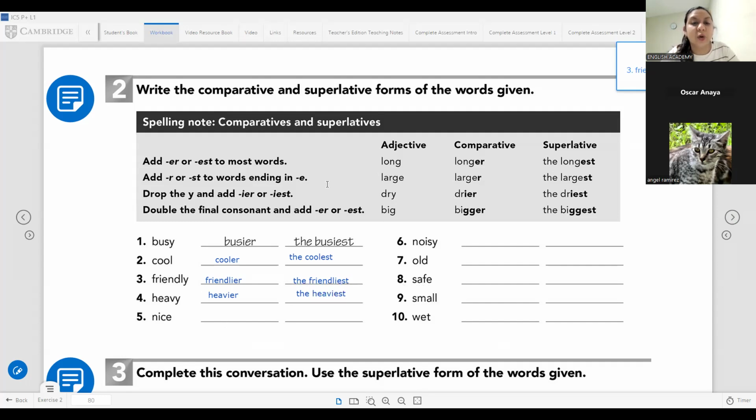Okay, nice is the second rule. It ends in e. So it's nicer. Exactly. We just add the r. And in the superlative form, Angel? The nicest. The nicest person I know is my friend Brand. The nicest. Okay.